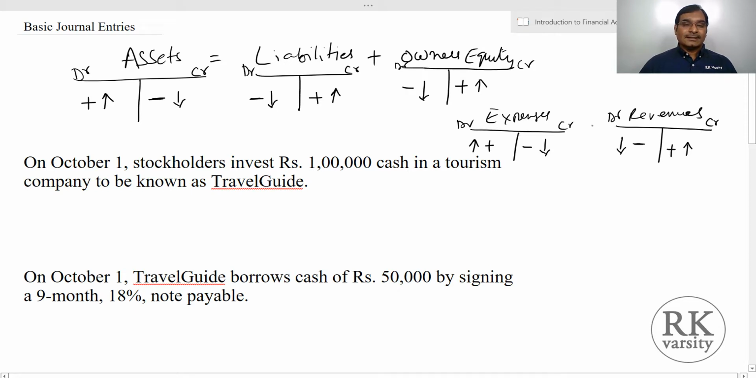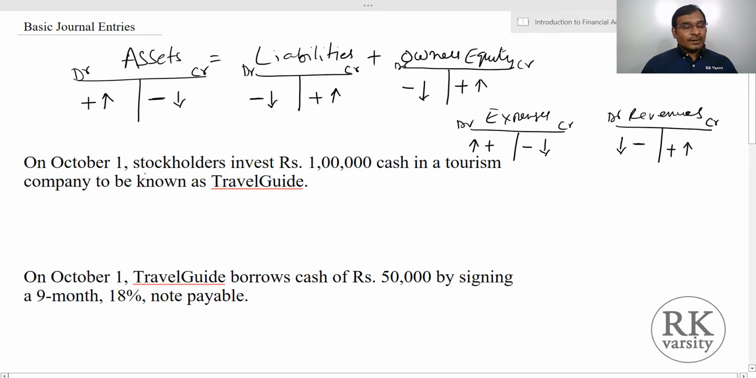Next, you have to see that every accounting transaction will have 2 items and affect 2 accounts. So you have to identify those 2 items and 2 accounts, then apply the rules of debit and credit, then journalize the transaction. So here we have an example.